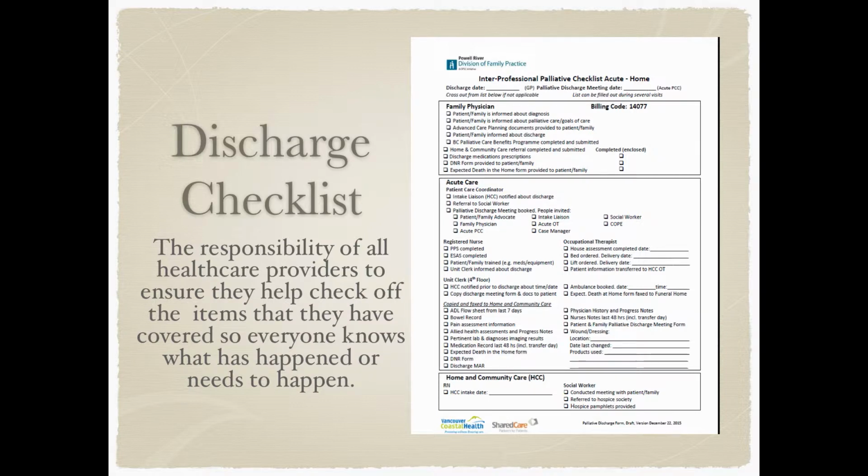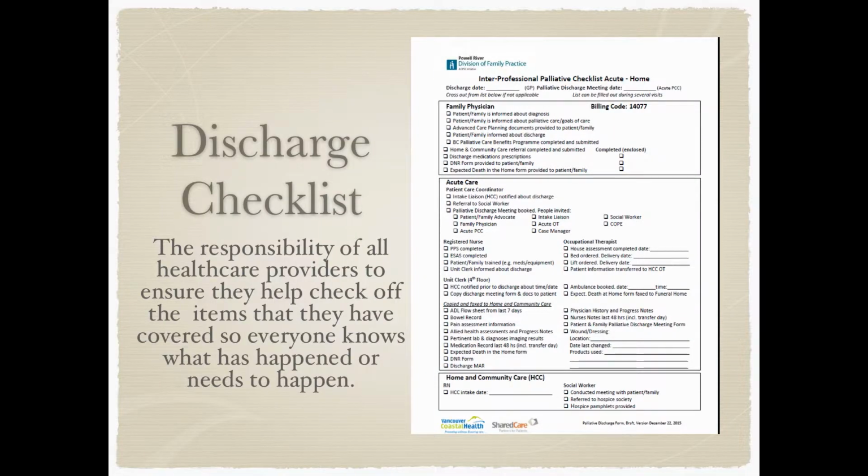So you've had your family meeting. Hopefully at the family meeting, all the issues for home have been sorted out. Then each department, so the family physician has a checkbox, the acute care has a big checkbox, and then home and community care. One of the cultural changes when we initiated this on the floor was that home and community care would start doing their first home assessment while the patient was still in the hospital.